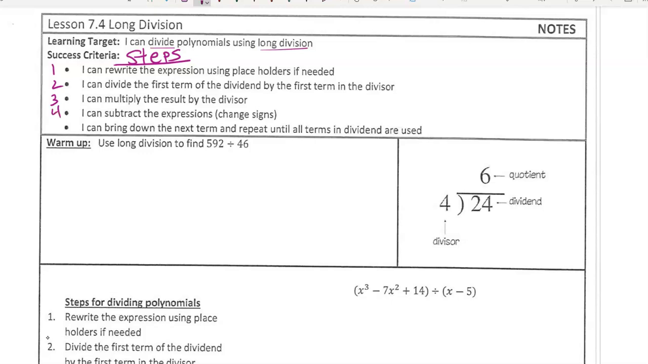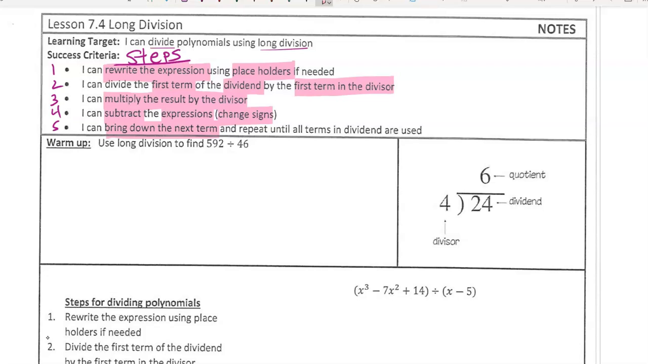All right, so first step is to rewrite the expression using placeholders if needed. You can divide the first term of the dividend by the first term in the divisor. You can multiply the result by the divisor, and you can subtract the expressions, aka change signs. Then last step, you'll bring down the next term and repeat until all terms in the dividend are used.